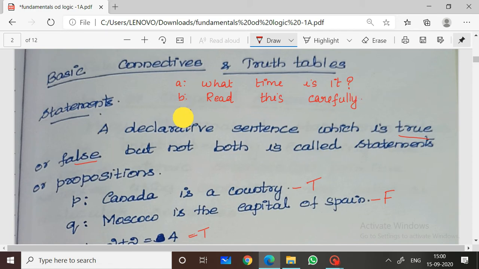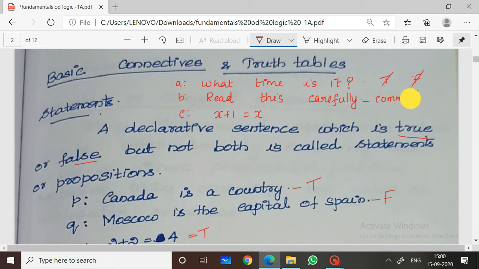Now see, suppose x plus 1 equal to x. It is a declarative sentence. Can we say that this is true or false? This is neither true nor false. Read this carefully. It is a command, a commanding order.